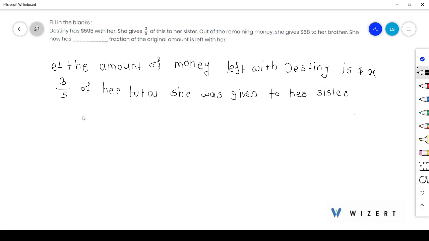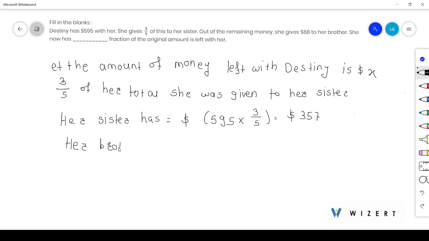Okay. So now her sister has 3/5 of $595. It means $357. And her brother has $68.